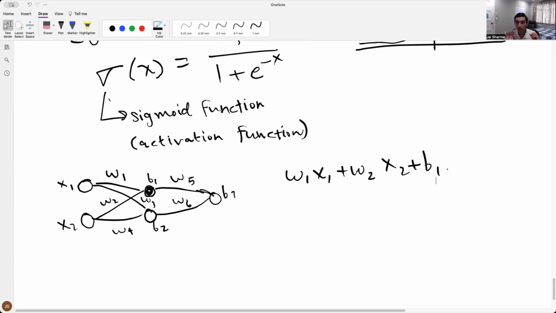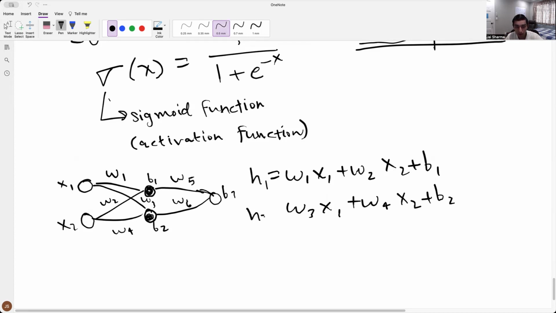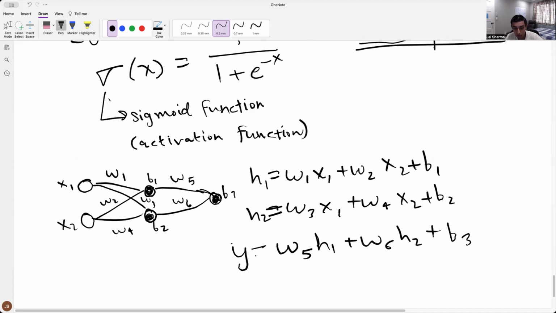And I want to show you why applying the activation function, the sigmoid function, is so crucial here. So here you have W1 x1 plus W2 x2 plus B1. And then to compute this node over here, you have W3 x1 plus W4 x2 plus B2. And then this is, let's say, H1, and this is H2. How do you combine those to get this node? You would do W5 H1 plus W6 H2 plus B3. And that is our output, which is Y.